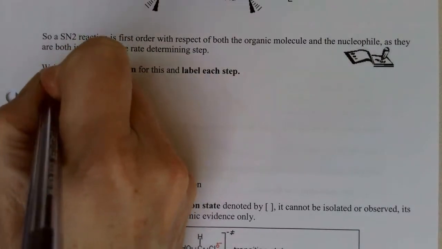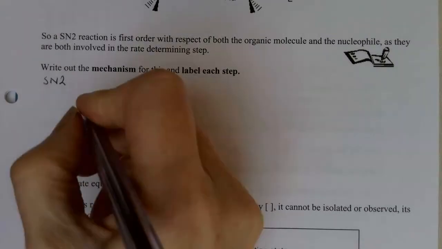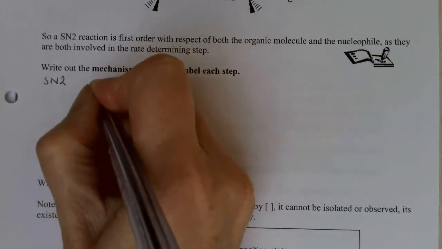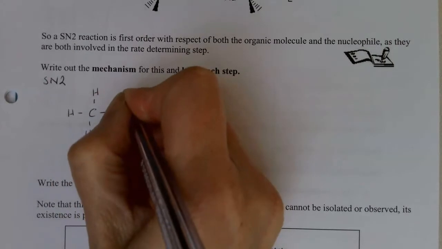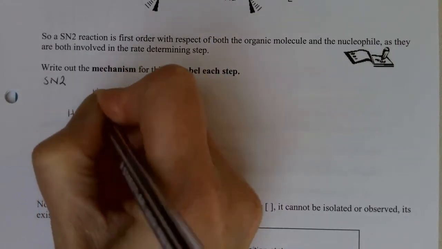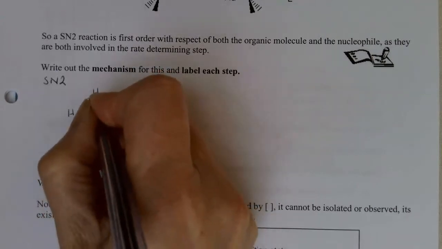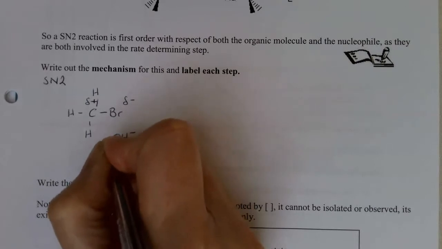So in the previous video we looked at an SN1 mechanism. We're now going to look at an SN2 mechanism and how its rate equation differs. So we're going to take a simple halogenoalkane such as bromomethane. Still has my dipole on it, delta negative, delta positive, and it still has my nucleophile, my OH negative.